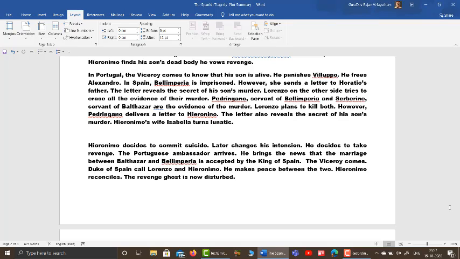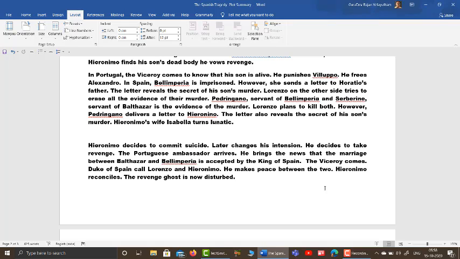In the meantime, Balthazar and Lorenzo want to erase the evidence of the murder of Horatio. Horatio murderக்கு எவிடன்ஸா இருக்கிற ஆட்களை கொல்லணும்னு முடிவு பண்றாங்க. So who are the evidence? The two persons, Pedrignano, the servant of Bellimperia, and Sebrine, the servant of Balthazar, are the evidence of the murder. So they want to do away with these two characters, Pedrignano and Sebrine.